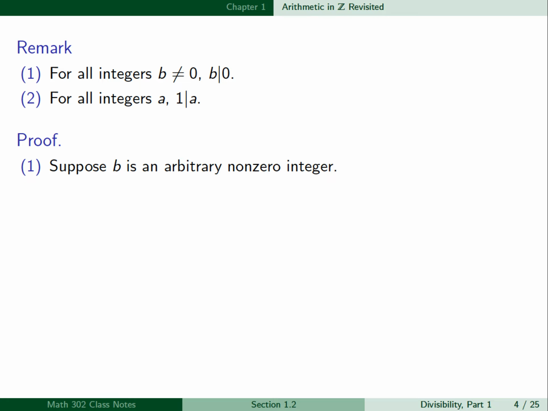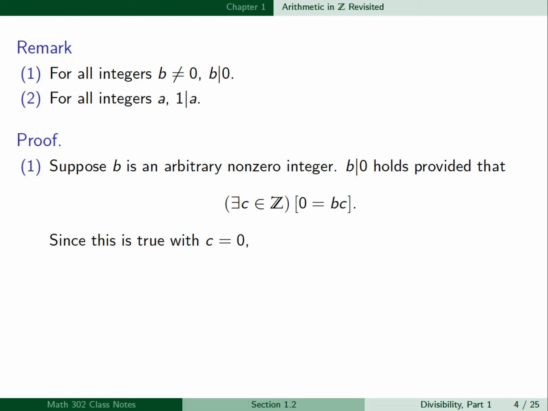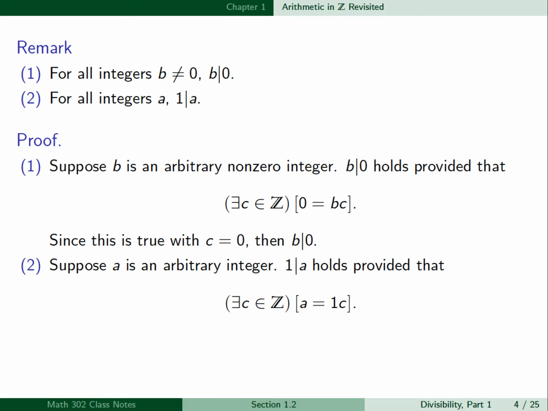To prove the first, we'll suppose b is an arbitrary non-zero integer. Then b divides 0 holds provided that there exists a c in Z such that 0 is equal to bc. Since this is true with c equals 0, then b divides 0. Second, suppose a is an arbitrary integer. Then 1 divides a holds provided there exists a c in Z such that a is equal to 1c. Since this is true with c equal to a, then 1 divides a.